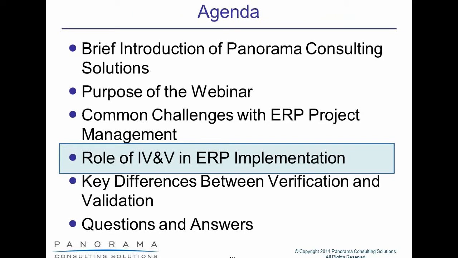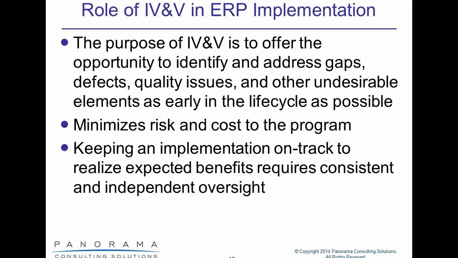So with those common challenges in mind, both quantitative and qualitative challenges, we want to look at the role of IV&V in an ERP implementation. Starting at a high level, the purpose of IV&V is to identify gaps, defects, quality issues, and other things that you don't want to have happen in the project. And you want to identify those things as early in the process as possible.